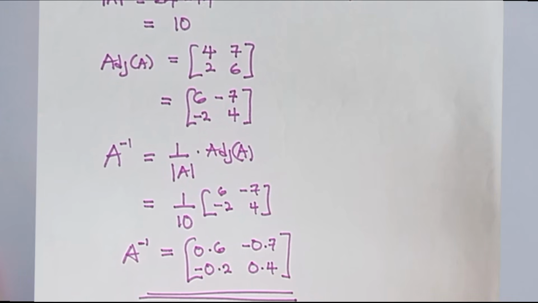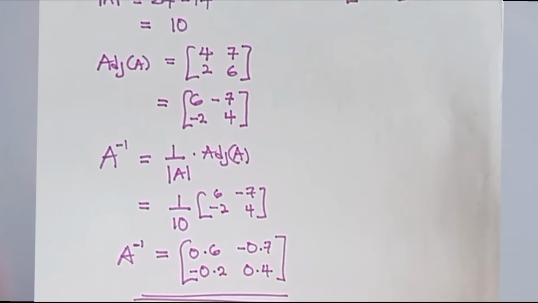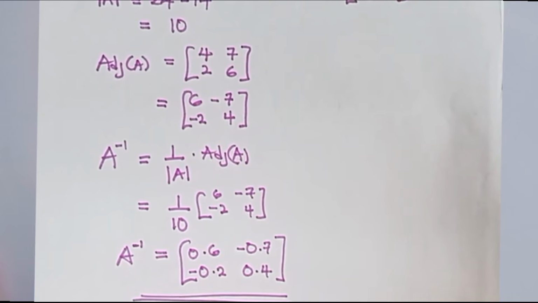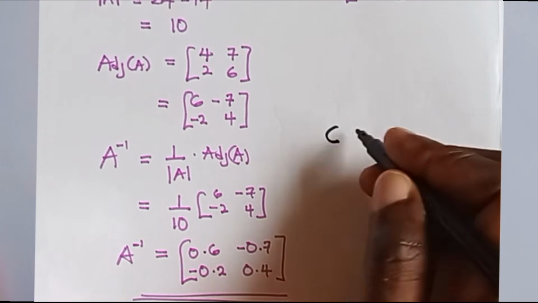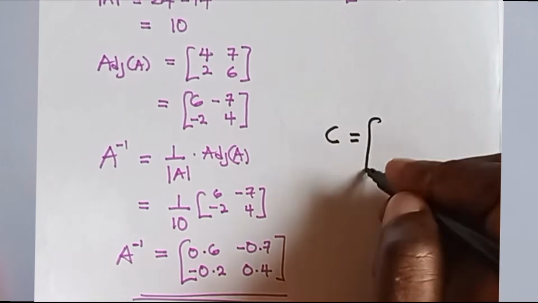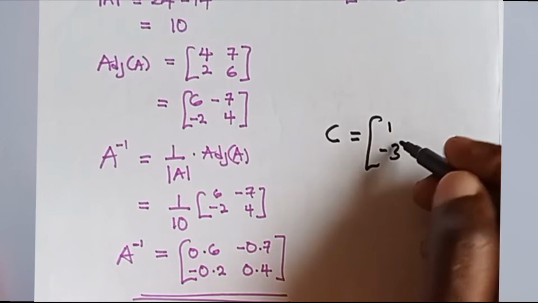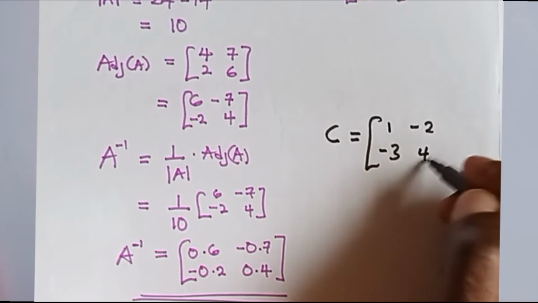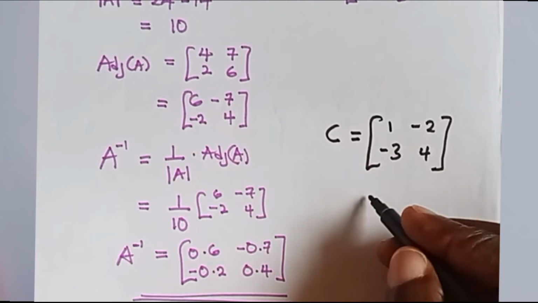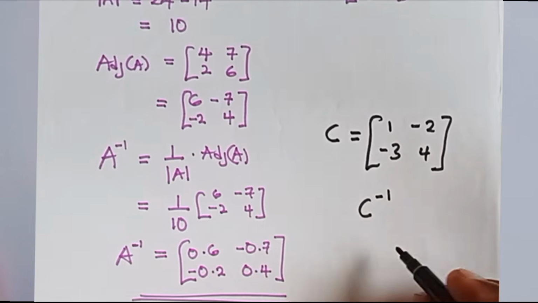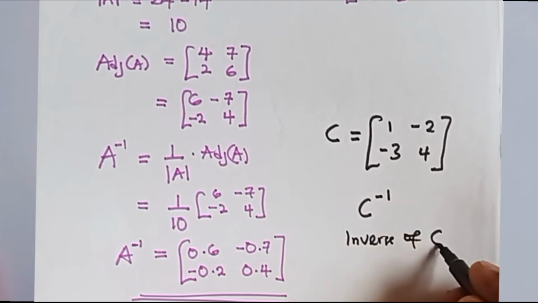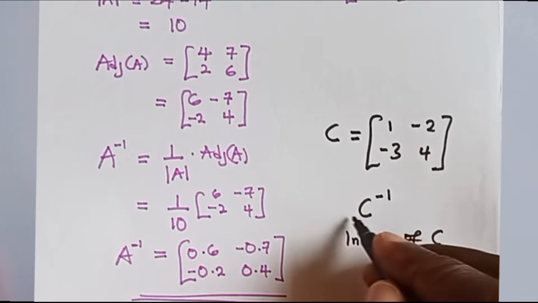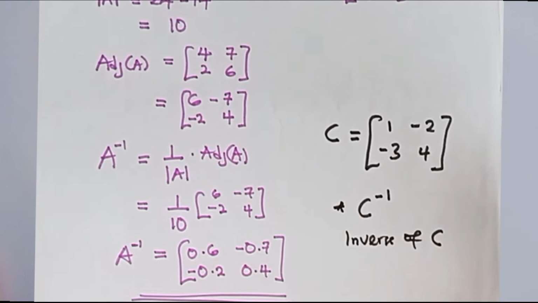I want to give us one to do. I want us to find the inverse of this matrix. I have C equals 1, minus 3, minus 2, 4. Okay, I want us to find the inverse of C, which is already represented here. Find the inverse of C.